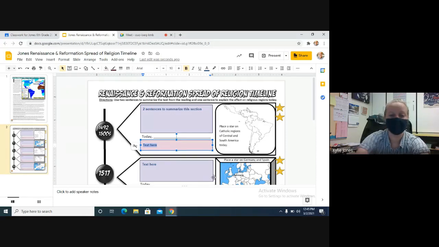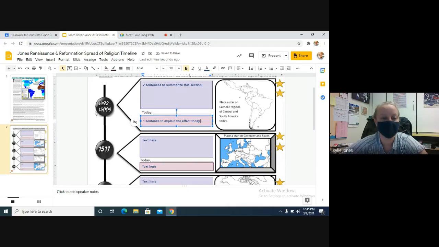And then for today, you need to write 1 sentence to explain the effect today. And you're doing that for all of these time periods. So you'll do it for 1492 to the 1500s, 2 sentences to summarize it, 1 sentence to explain how it's affected today's religions. And then for 1517, you're going to do that again. 2 sentences to summarize the section, and then 1 sentence to explain the effects today.